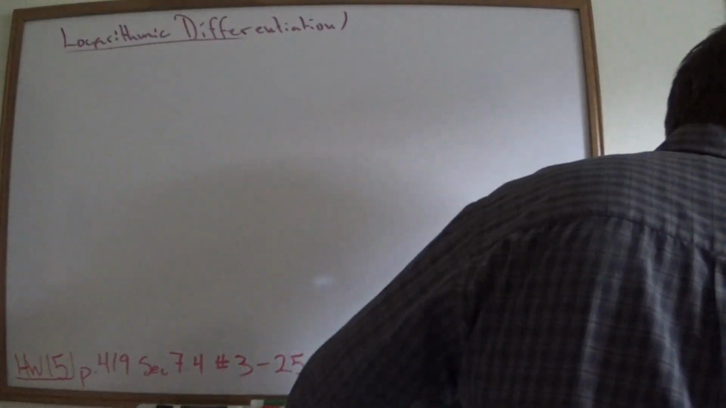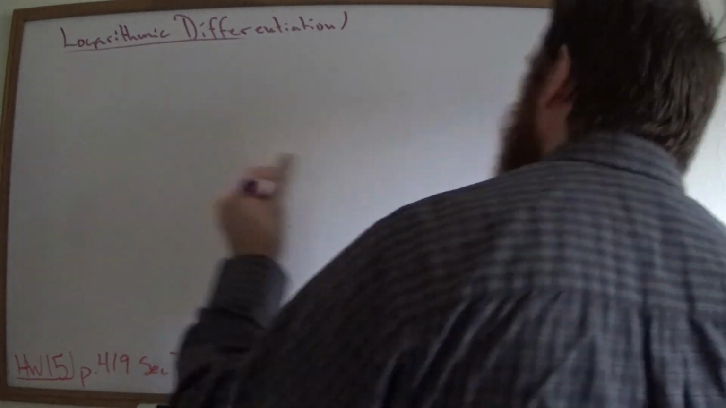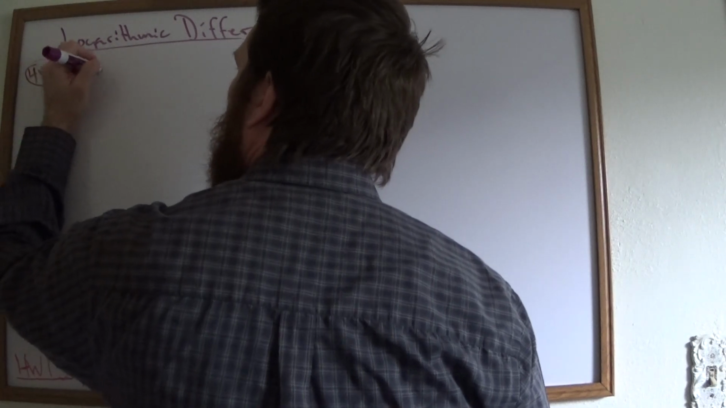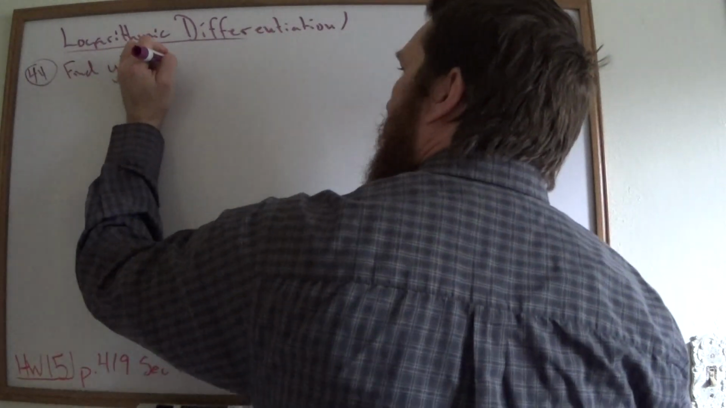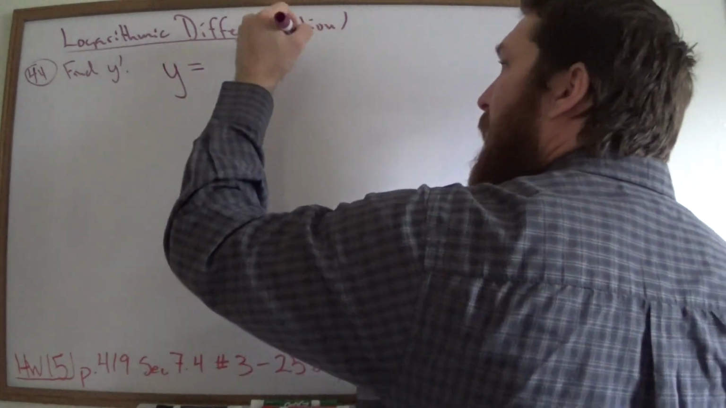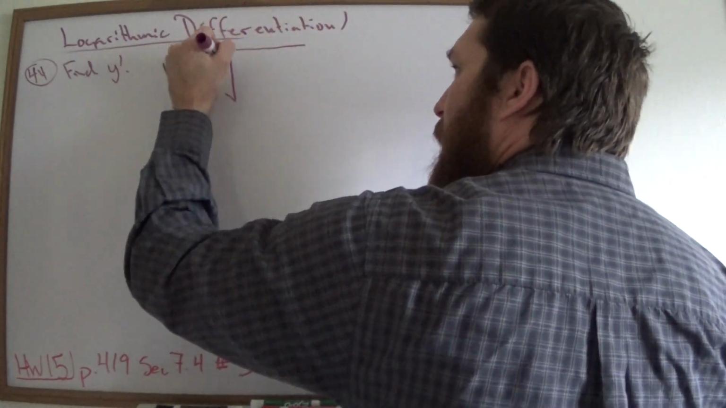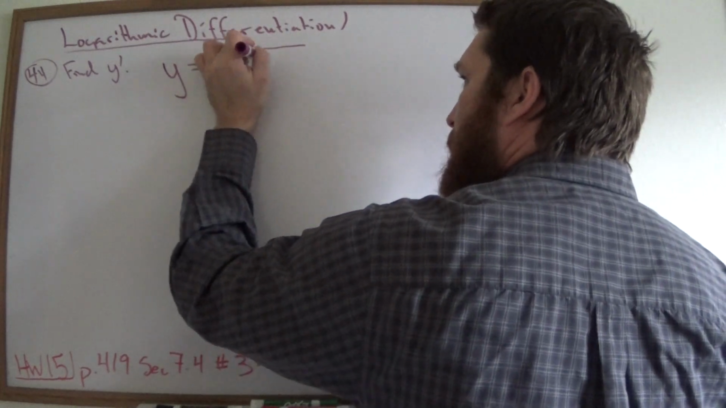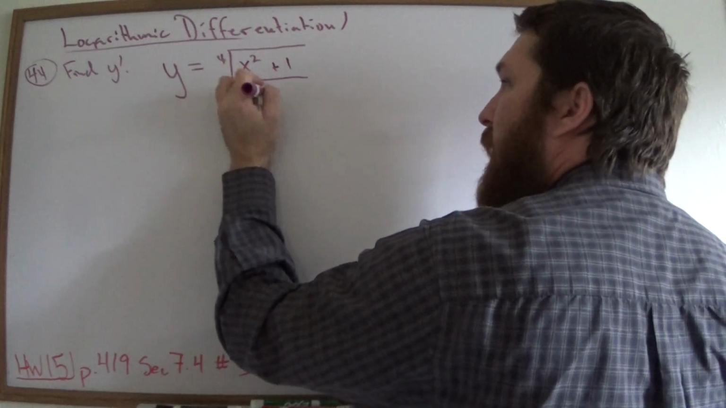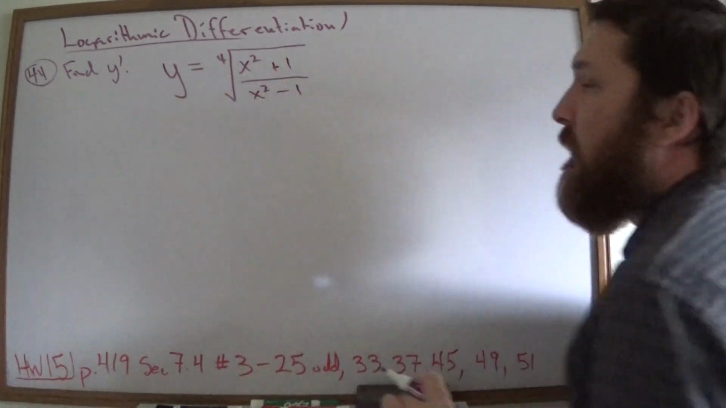And this is the last one we're going to do. This is number 44. We're going to find y prime, given that y is equal to the 4th root of (x squared plus 1) over (x squared minus 1).